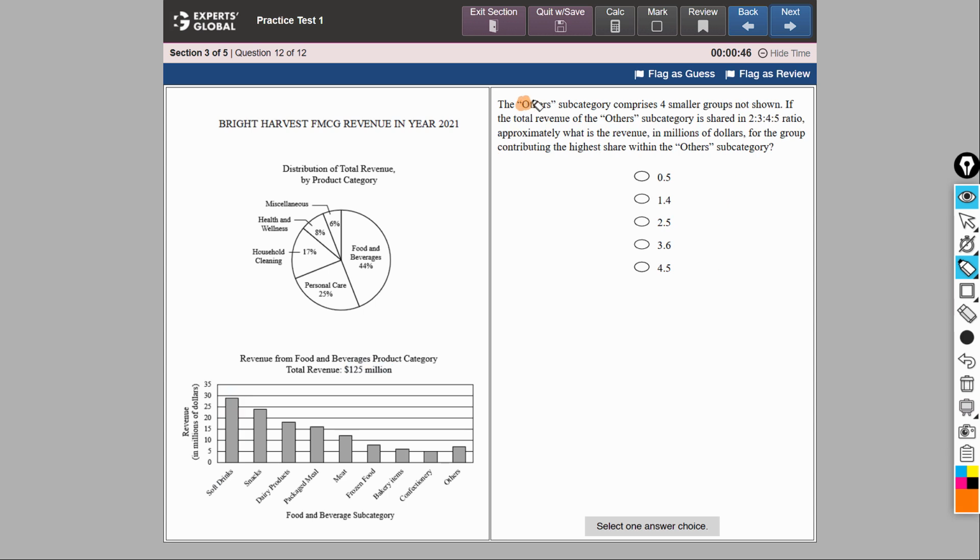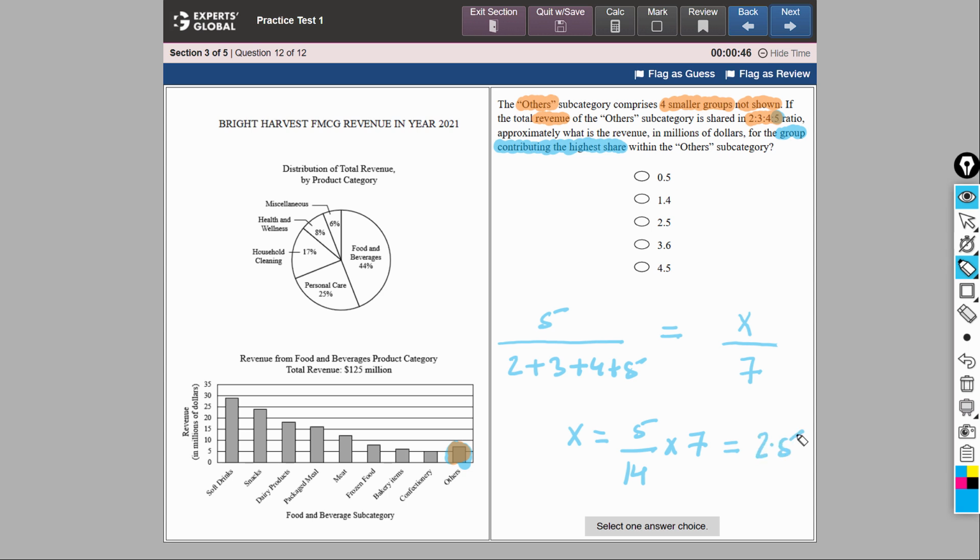It says that the others subcategory has 4 smaller groups not shown here, and the revenue of these 4 smaller groups is in the ratio 2, 3, 4, 5. So total we know that this is approximately $7 million. The group contributing the highest share is the group represented by 5 here. So 5 out of total has to be the same as the revenue of the biggest category out of the total revenue from others, which is $7 million. So solve it for X. It turns out to be this much, which is $2.5 million. That's the right answer.